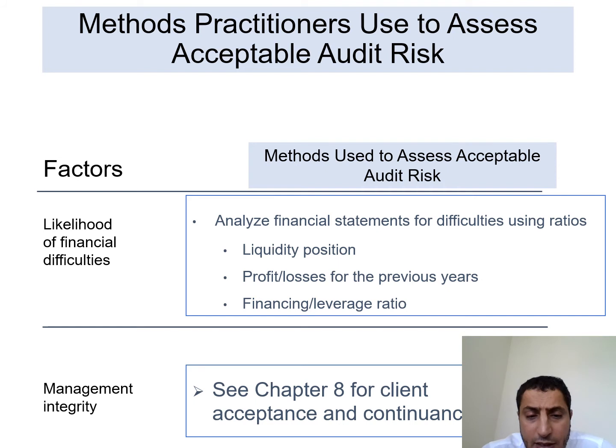For management integrity, it has been explained in detail in chapter 8 about the acceptance and continuance of the client, which relates to integrity and ethical issues that the auditor faces in deciding whether to continue with the existing client or accept a new client. So you can refer to chapter 8.